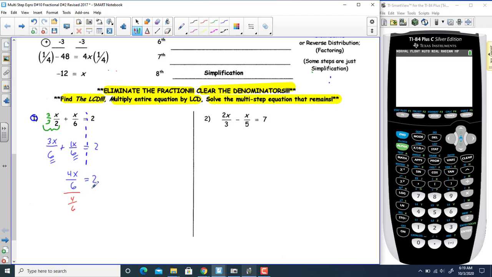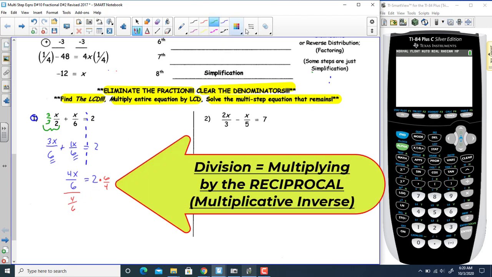Once you've done that, you could either divide the expression on the right by 4/6 as well. You could do whatever you want to in an equation as long as you do it equally on both sides, in this case dividing by 4/6. Or you could recall that division is the same as multiplying by the reciprocal, and you could choose to multiply the expression on the right by 6/4, the reciprocal of 4/6.